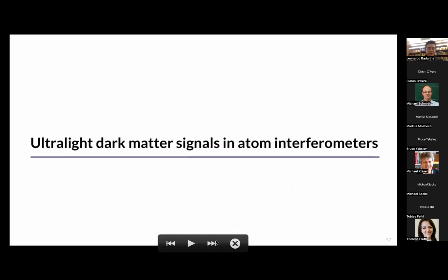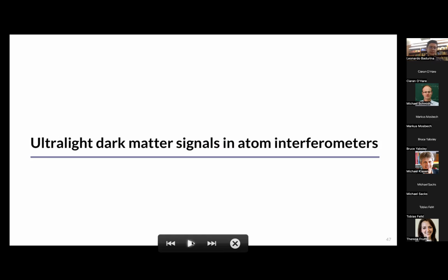So I hope I've convinced you that this technique is sound. There is interest in building such experiments, and there is also the potential of reaching the right sensitivities to detect interesting physics, or at least to constrain large parts of parameter space. So that said, I think I'm now in a position to tell you more about ultralight dark matter signals in atom interferometers. Unless there are any questions on AION, but I wouldn't think so. So if not, I'll move on.